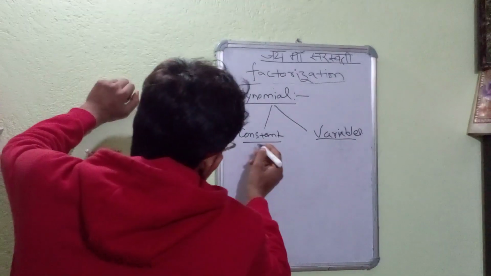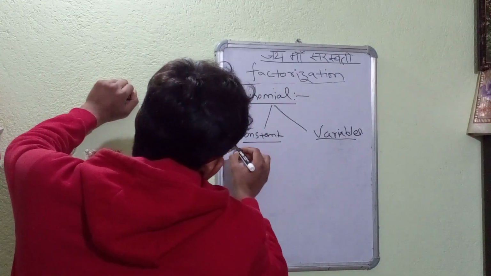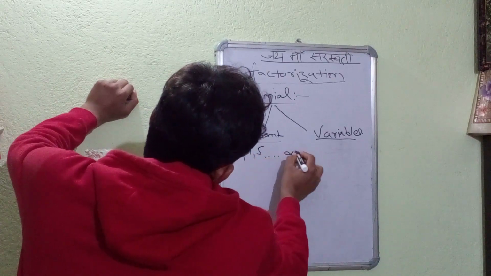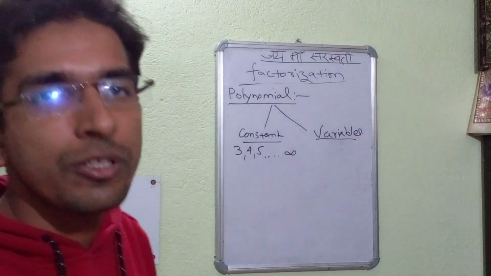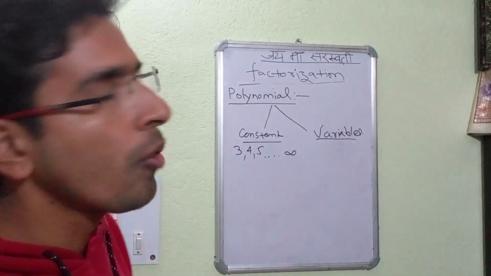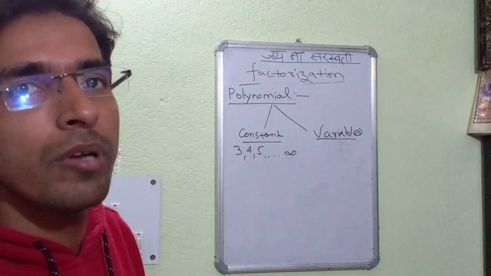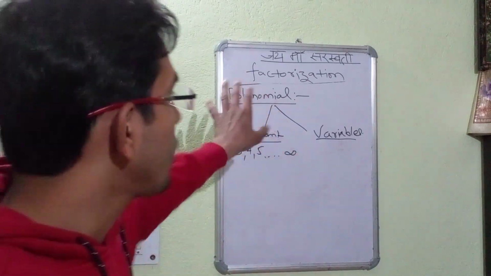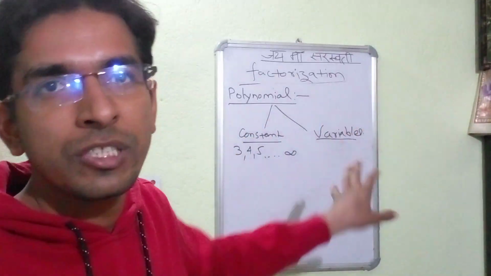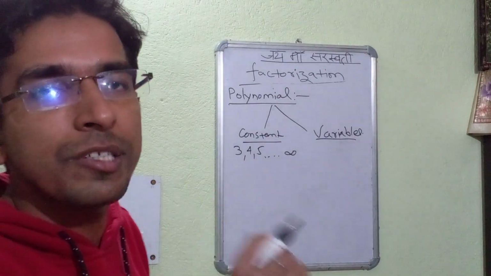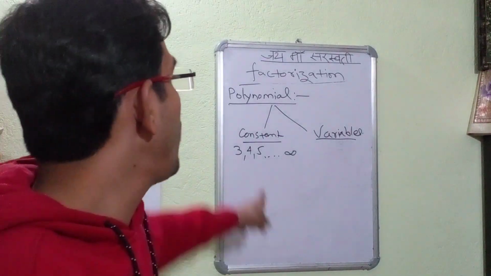So constants, we can take as natural numbers 3, 4, 5 up to infinity. It means all the natural numbers starting from 1 and ending at infinity, in a particular algebraic expression or polynomial, are termed constants. Their value will not change. Once it is prescribed, their value will not change.